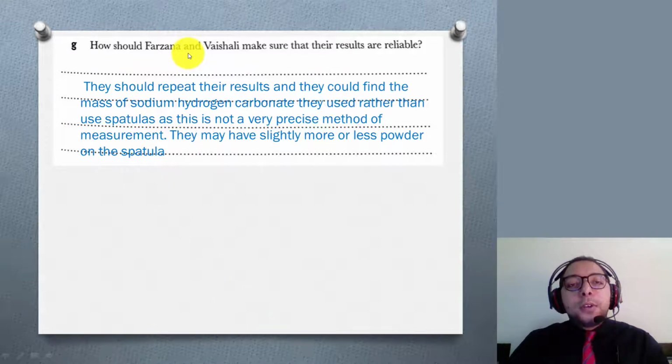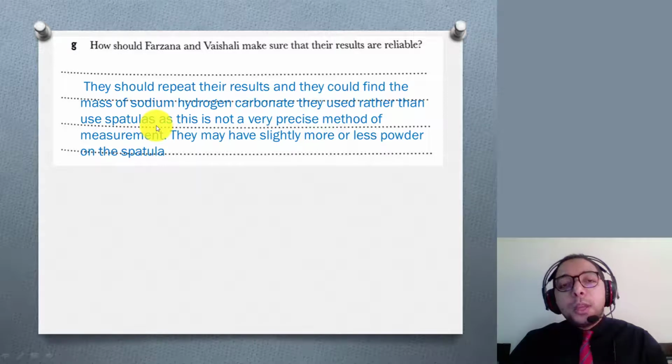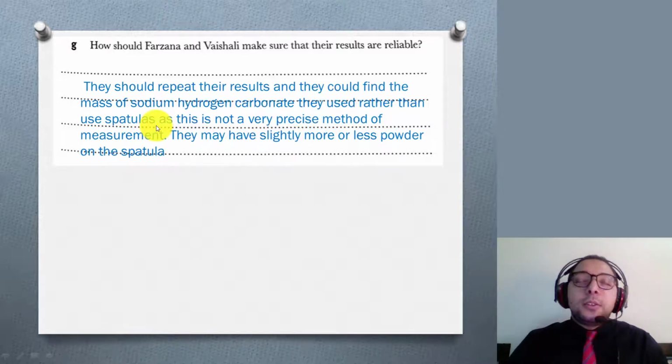How should Farzana make sure that the results are reliable? They should repeat the results, and they could find the mass of sodium hydrogen carbonate they used rather than use a spatula. A spatula is not going to give them the most accurate result, so they need to figure out the masses. Mass is a more accurate way to get a reliable result. That's simply the answer to the question. You need to know the quantities that come in contact with your chemical reaction, so you're going to get a reliable result.